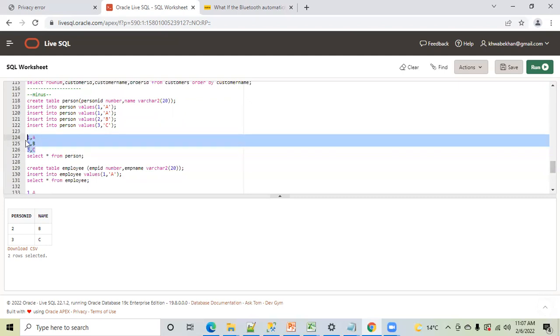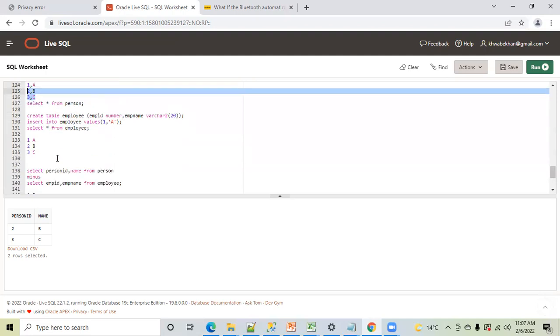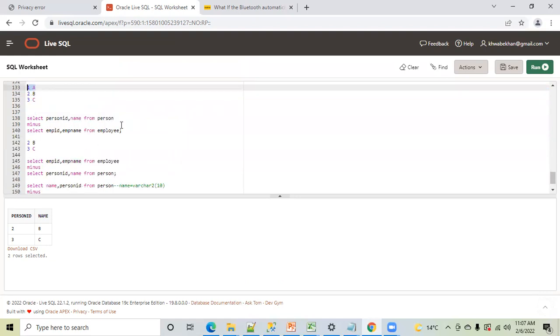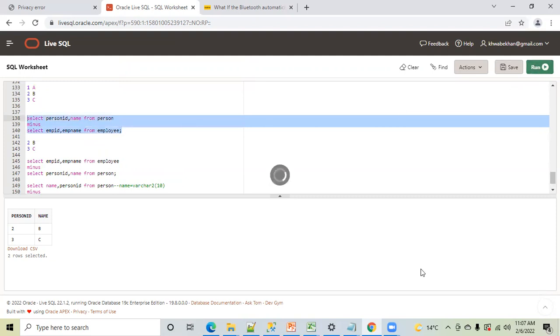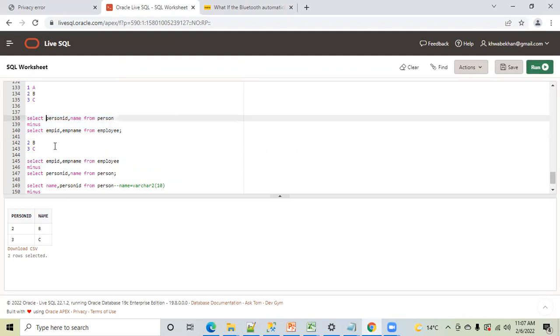Is this clear? Now this will be matched with this. So 1A is present here, and that is why it is not shown on the report and you are getting only 2B and 3C. That's why when I run this, you got 2B and 3C. Is this clear or not? Now, shall I write distinct here, or if I'm not writing distinct, will it make any sense? It doesn't matter.